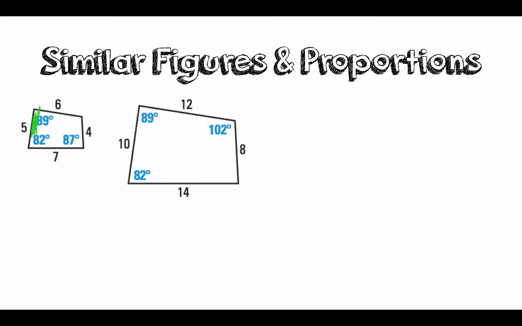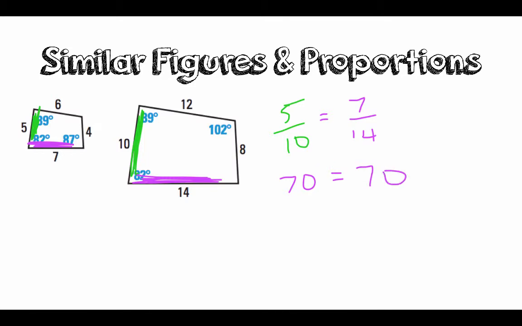I love highlighting again. So there's my green, 5 over 10. And we'll do purple, and we'll choose that bottom one. 14 and 7. So we go equals 7 over 14. Now if we cross multiply this out, it will come to 70 equals 70. So we know that the proportion is equal. And we can also say that this is 1/2 of this whole one here, because all of the numbers are 1/2 of that actual one, and that would be the ratio scale.